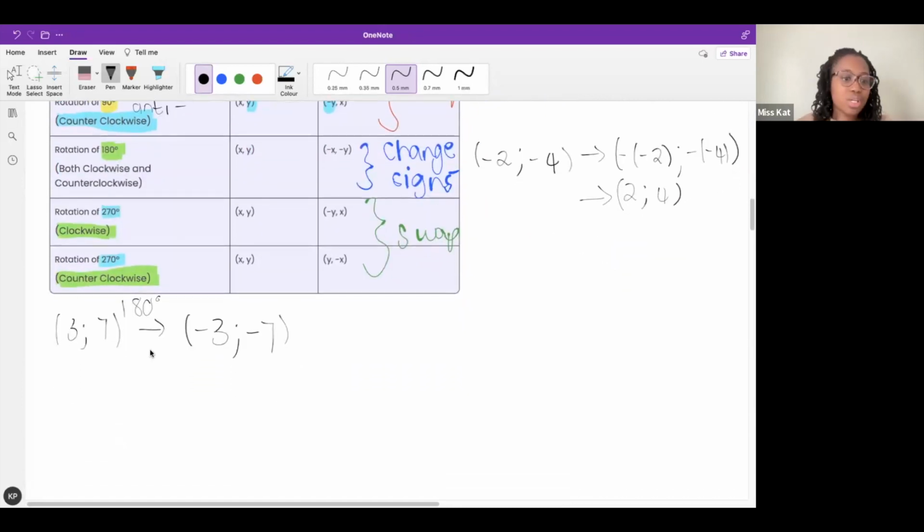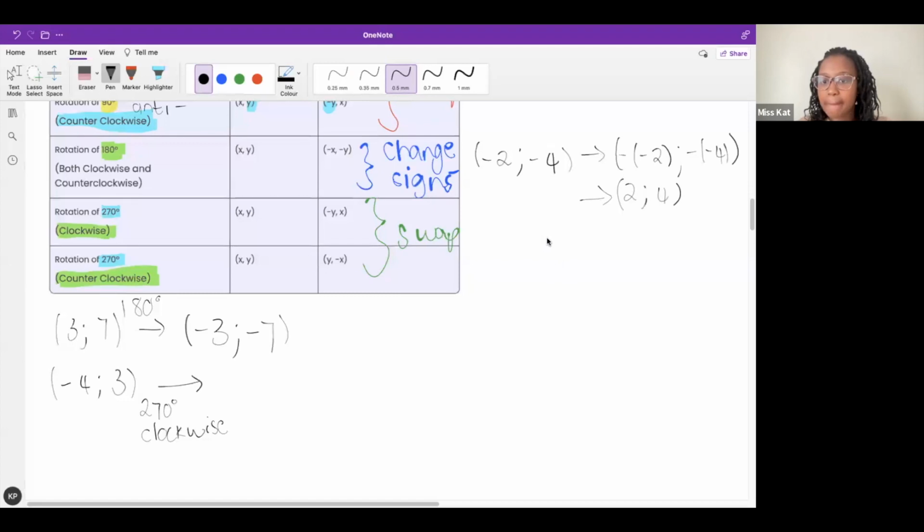Okay, now let's rotate the following point. -4 and +3. And I want us to rotate to 270 degrees clockwise direction.